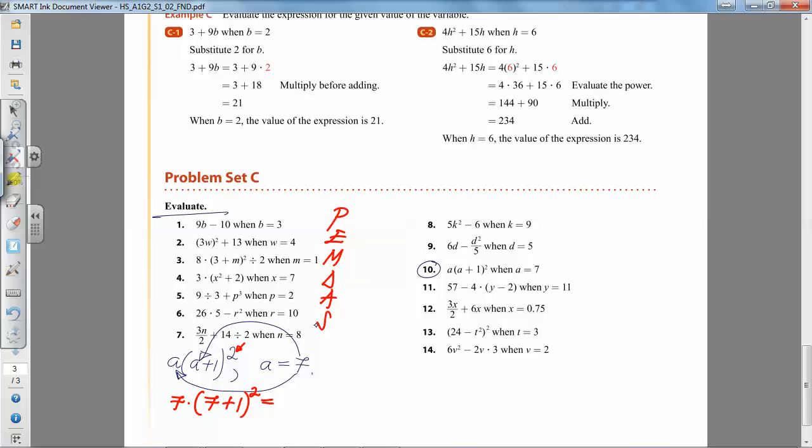PEMDAS is the queen, or PEMDAS is the king. Order of operations, you will do parentheses first, which means your expression now becomes, you work with the parentheses, right? That will be 7 plus 1, which is 8. Do not forget to square that. Next, do I have exponents? Yes, I have. What is 8 squared? What is 8 squared? Come on. 64, right? Then you have 7 times 64, which should equal, or equals what?